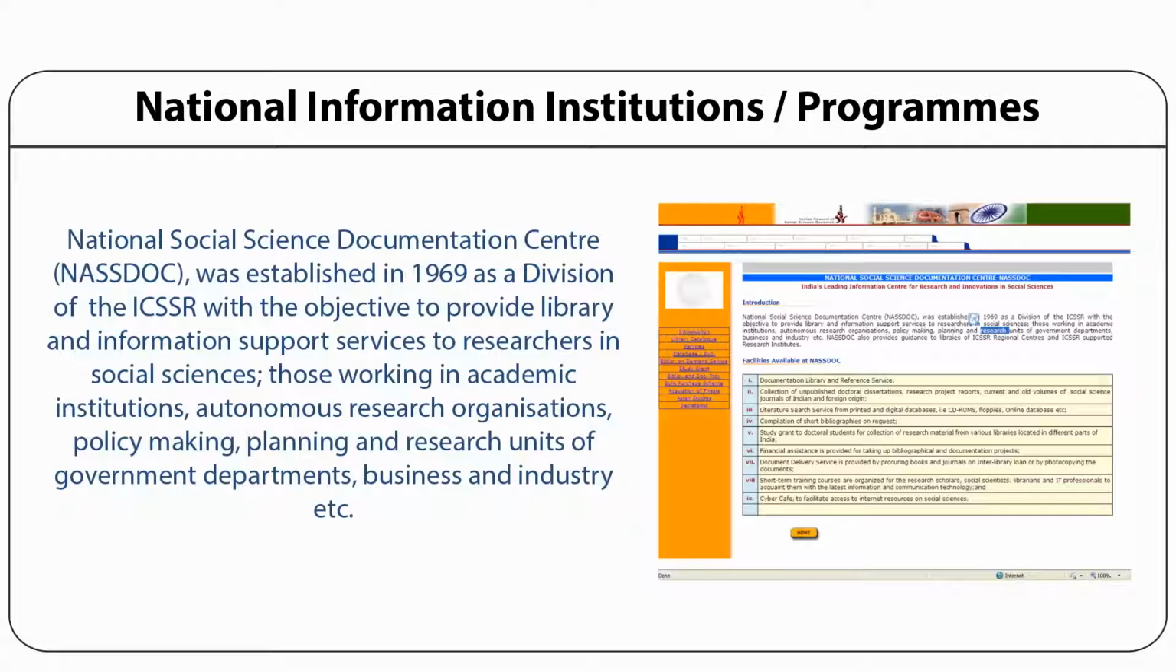National Social Science Documentation Center was established in 1969 as a division of the ICSSR with the objective to provide library and information support services to researchers in social sciences and to those working in academic institutions, autonomous research organizations, policy making, planning and research inputs of government departments, business and industry, etc. It provides a large number of facilities to its members, including a rich documentation library and reference service.